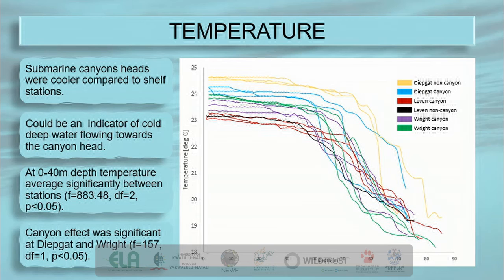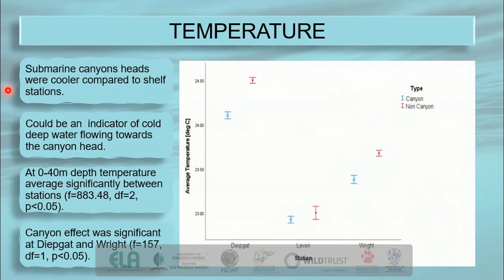From this temperature depth profile, we can see that submarine canyons were a bit cooler compared to their adjacent shelf area, and this could be an indicator of cold deep water moving from the canyon depth towards the canyon head. And at an average of 0 to 40 meter depth, we can see that Deep Heart was the warmest of these canyons, and Leven was the coolest, and somewhere in the middle was Right canyon.